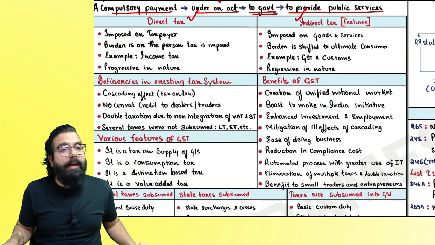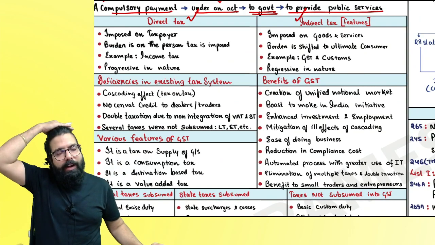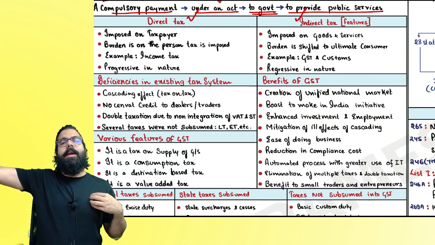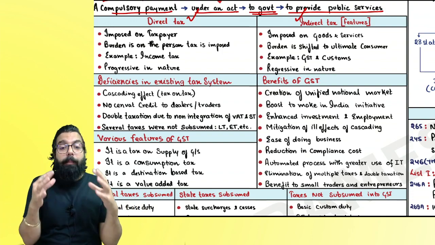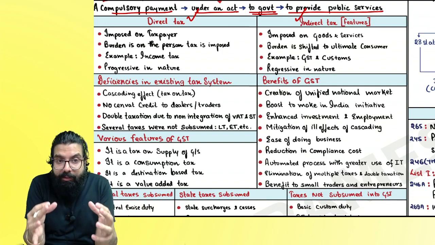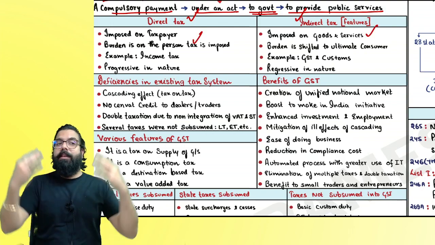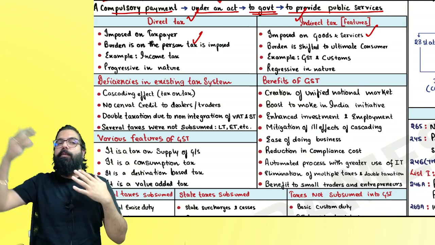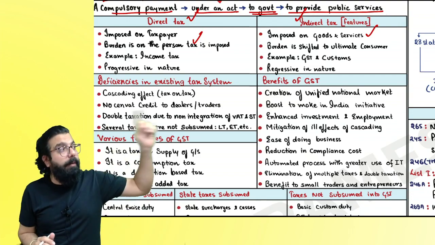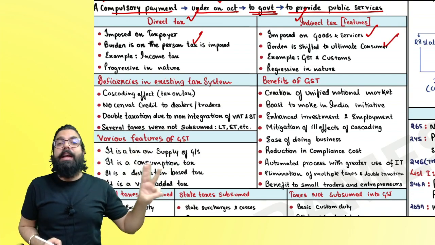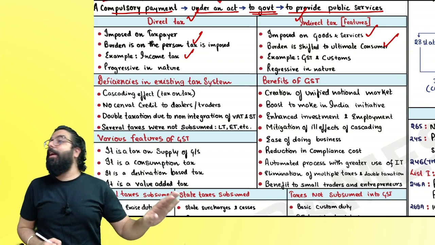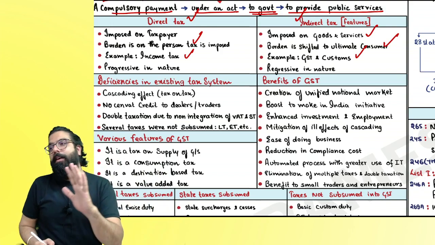Direct tax. What is direct tax? Direct tax is imposed on a taxpayer and I only pay it out of my pocket. Indirect tax is imposed on goods and services. Direct tax burden is on the person. Means if it is imposed on me, I only have to pay it out of my pocket. Indirect tax burden can be shifted. Direct tax is income tax. Indirect tax is GST and customs.